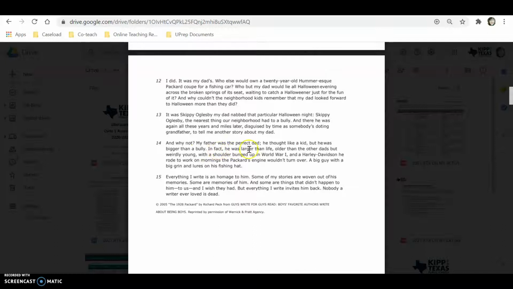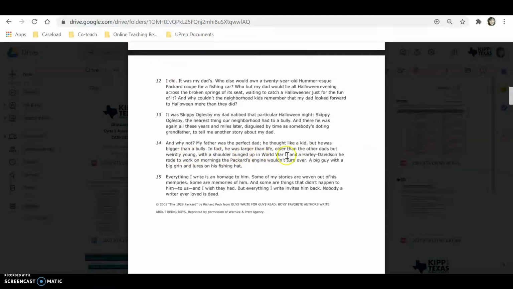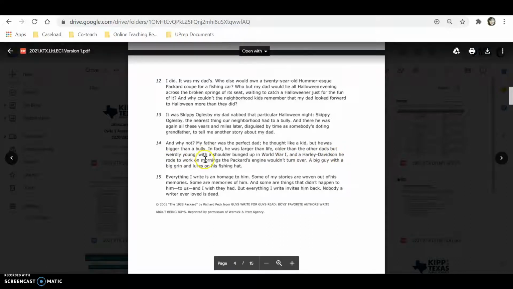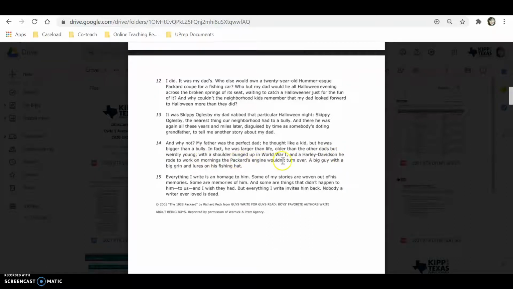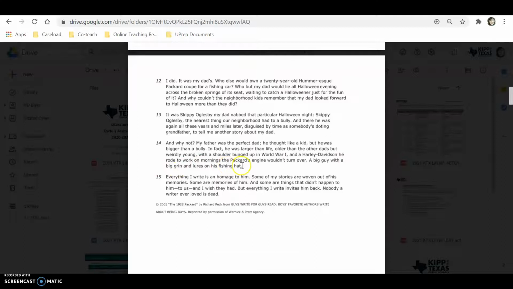In fact, he was larger than life, older than the other dads, but weirdly young, with a shoulder bunged up in World War I and a Harley-Davidson he rode to work on mornings the Packard's engine wouldn't turn over. A big guy with a big grin and lures on his fishing hat. Everything I write is an homage to him.